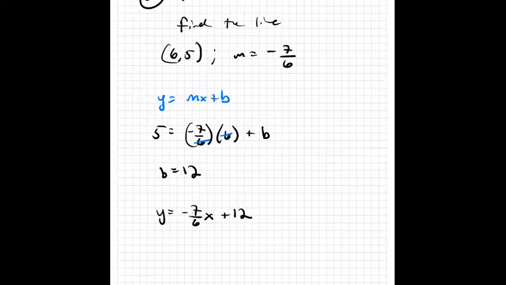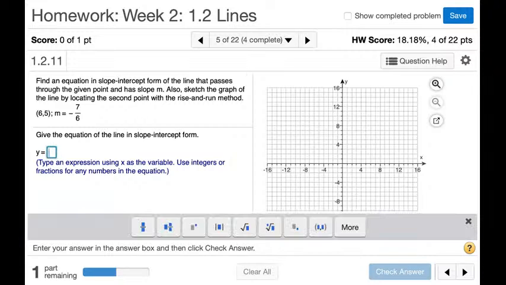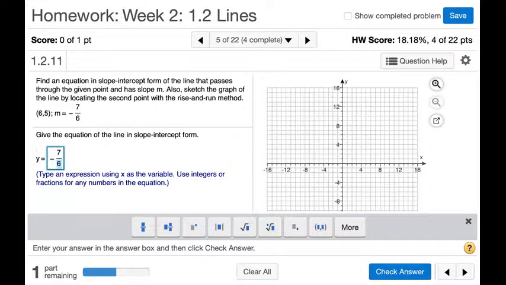I'm going to pop this back over here and test our answer. Y equals slope-intercept. Negative 7 over 6 x plus 12. All right, let's keep it going.